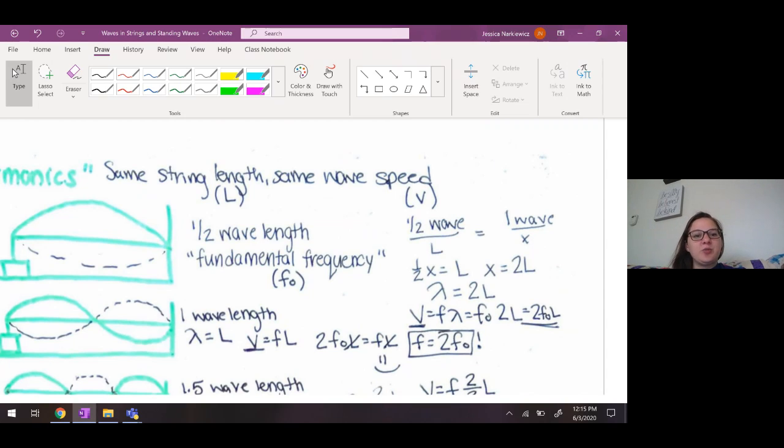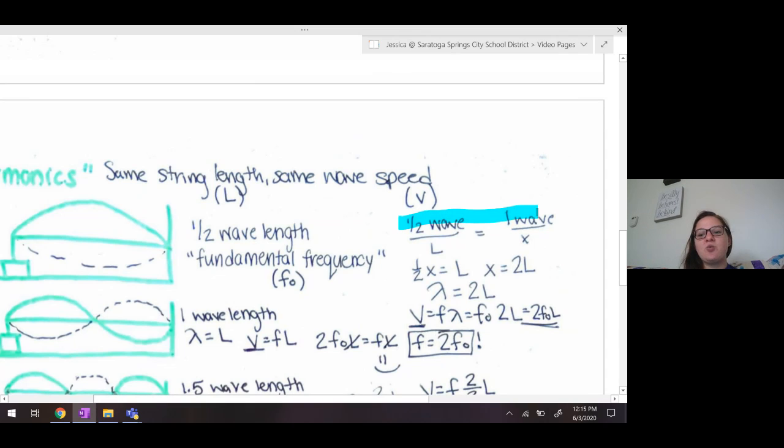The proportion that I'm looking at is this here. We have 1/2 of a wave in L, so that means we'd get one wave in X. From there, I cross multiply, and I see that my wavelength at this frequency would be 2L. The speed I could calculate, if I knew those variables, by using v equals f lambda. The fundamental frequency is considered f0, so I can say f0 times 2L, and my speed would be 2f0L.